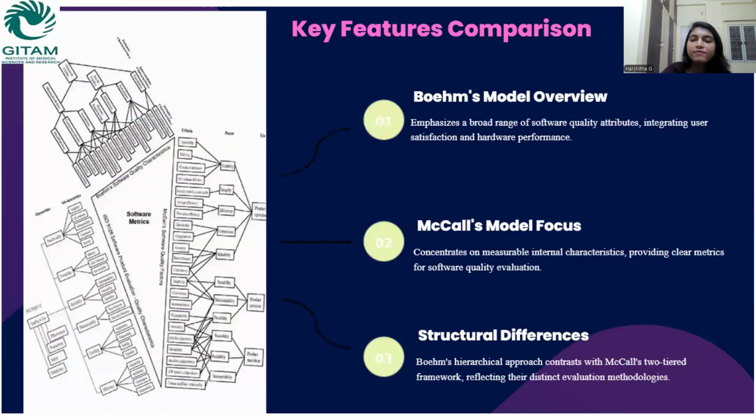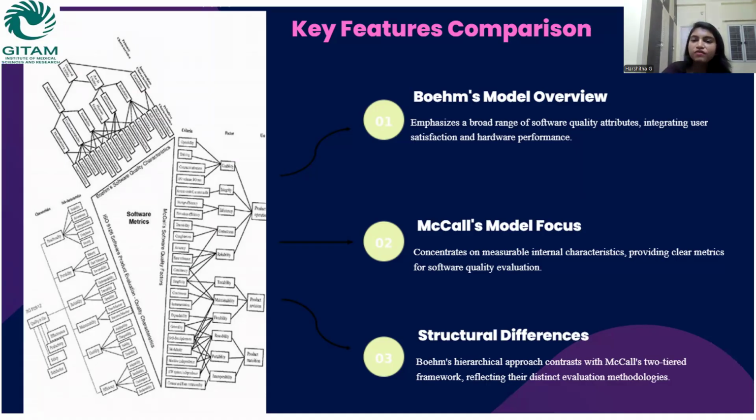So if we give a comparison of Boehm's and McCall's, we can say that the focus of Boehm's model is on broad software characteristics, while McCall's model is about detailed quality measurement. And the structure of Boehm's model is a three-level hierarchy, while McCall's model is a two-level hierarchy, which contains factors and criteria.